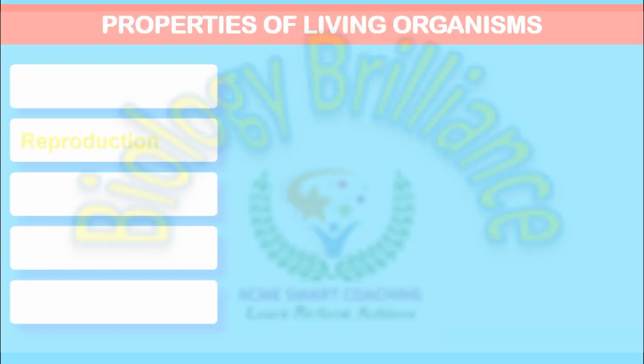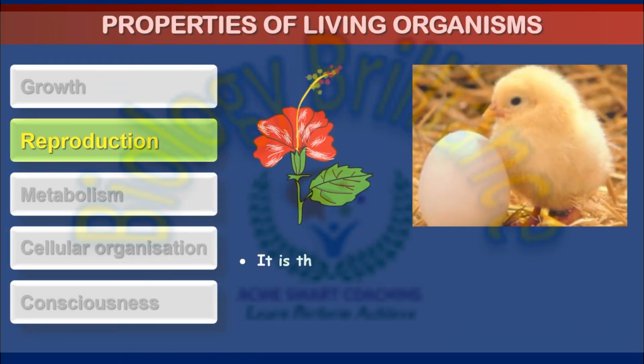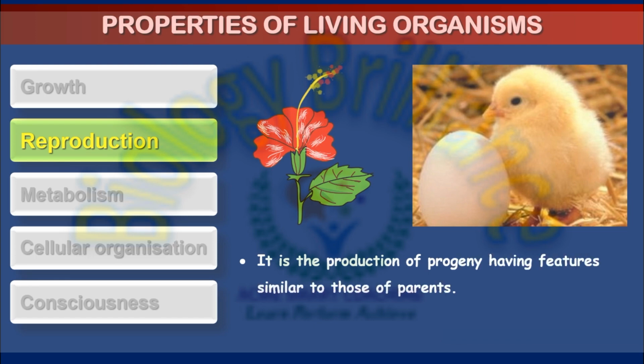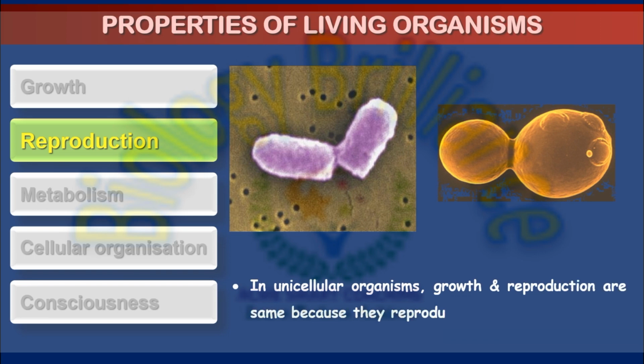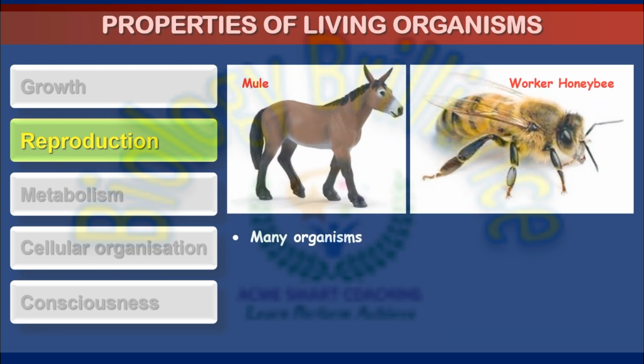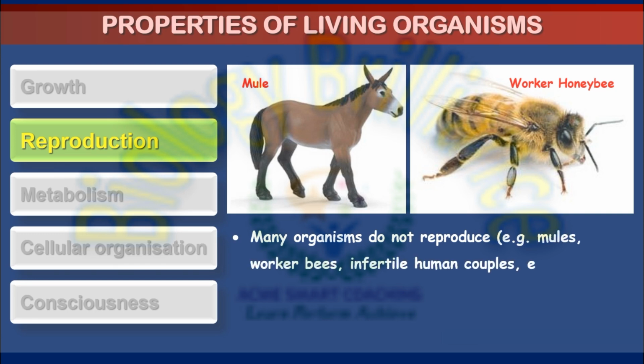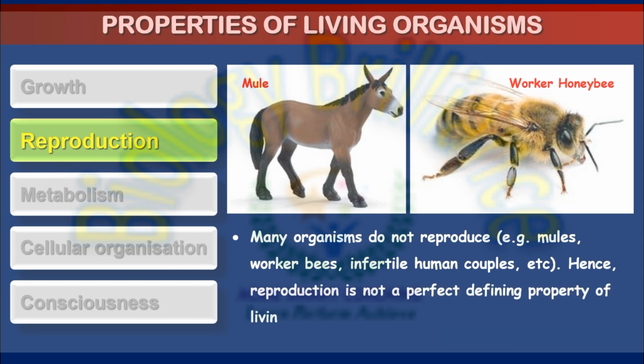The second property is reproduction. It is the production of progeny having features similar to those of parents. Organisms reproduce asexually and sexually. In unicellular organisms, growth and reproduction are the same because they reproduce by cell division. Many organisms do not reproduce, for example mules, worker bees, infertile human couples, etc. Hence, reproduction is not a perfect defining property of living organisms.